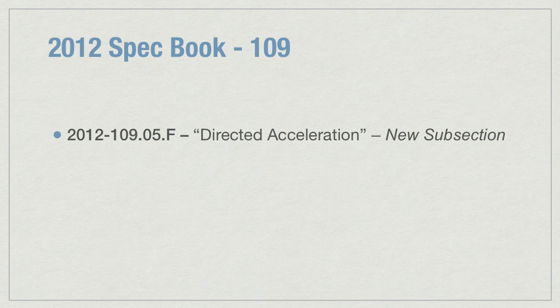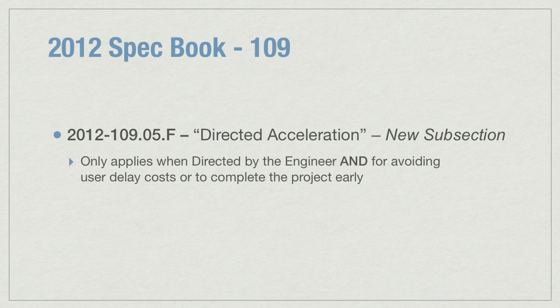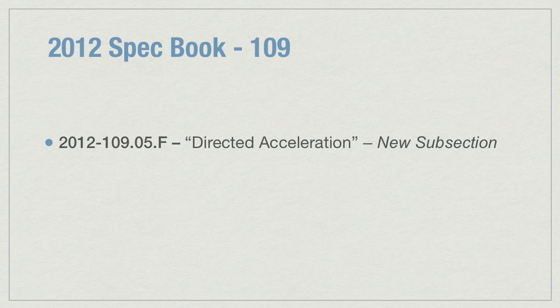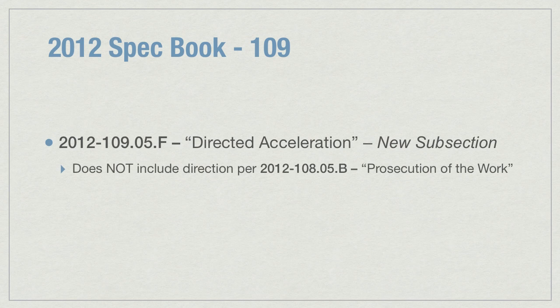Subsection 10905F, Directed Acceleration, explains how to compensate a contractor when they have been directed to accelerate work by the engineer in order to avoid user delay costs or to complete the project early. The directed acceleration compensation to the contractor does not include compensation for acceleration when it's done in accordance with 10805B, prosecution of the work. This acceleration is done by the contractor to get back on schedule when they have fallen behind, and this does not qualify for reimbursement under directed acceleration.